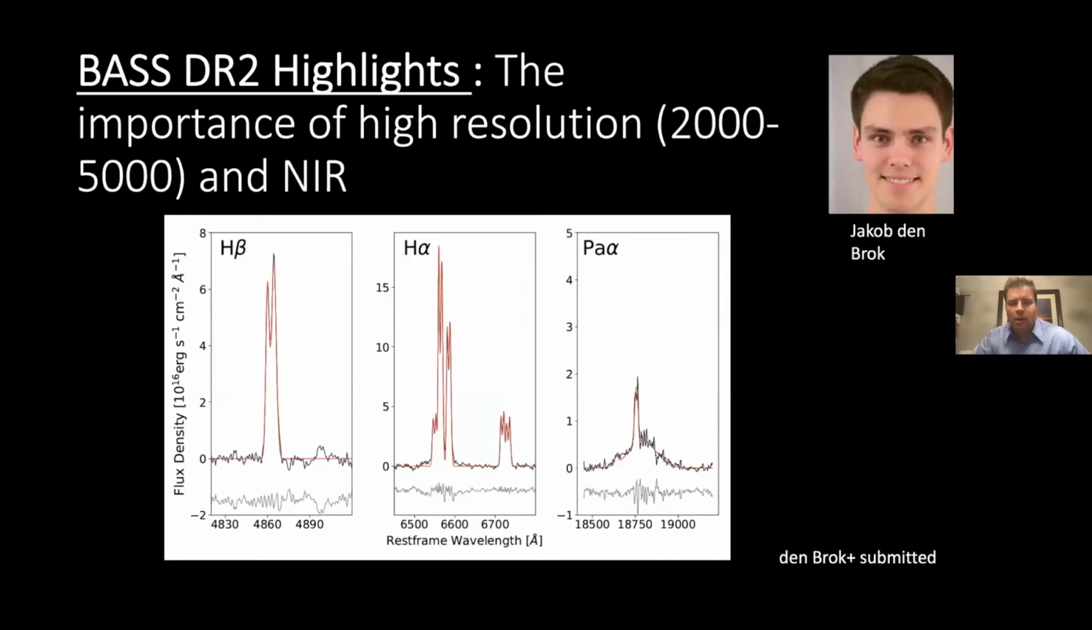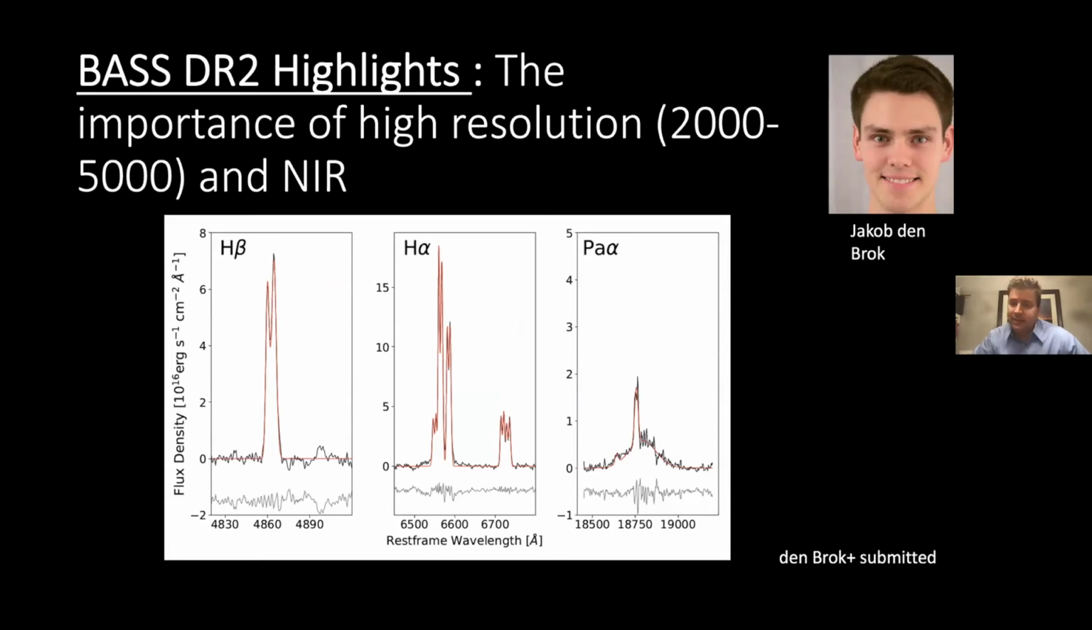So this is another highlight. This is a DR2 paper, part of our Spectra release. It's already been submitted, looking at the near-infrared spectra from X-shooter. So this shows one particular source where I think you can see the importance of spectral resolution and also of the wide wavelength coverage. So this is actually a double peak source.